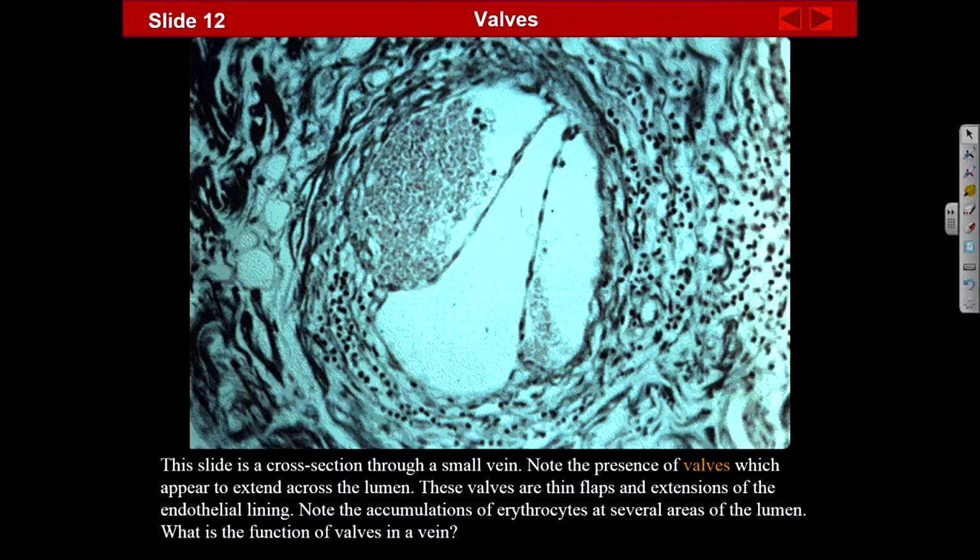Here's a valve, okay? So if I showed you this, is this a lymphatic vessel or is it a vein? The answer would be it's a vein because these are red blood cells. These are all red blood cells here, right? There'd be no red blood cells if it was a lymphatic vessel. And here's the valve of this particular vein.